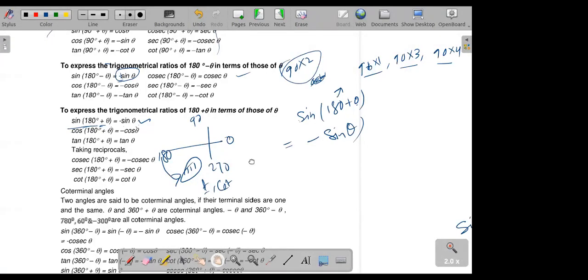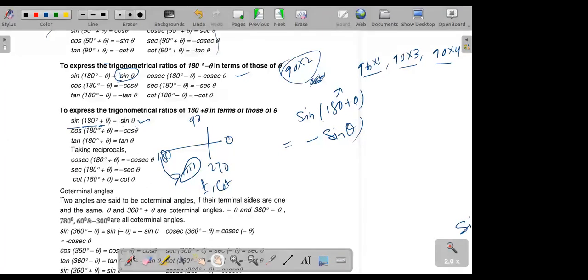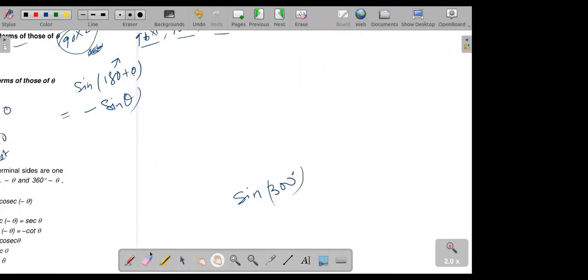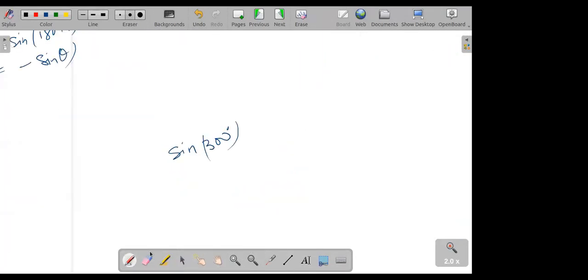My question was this: minus sine 300 degree. What will be its value? Can anyone find it? You can Google also if you want to. Will it be 360 minus 60? I think it will be minus 60 degree. There are many methods, you can do anything. There is not only one method. We can also do 270 plus 30. That can also be done.